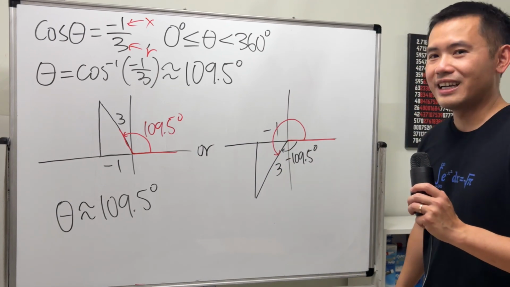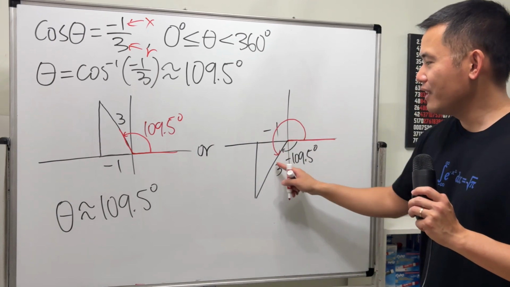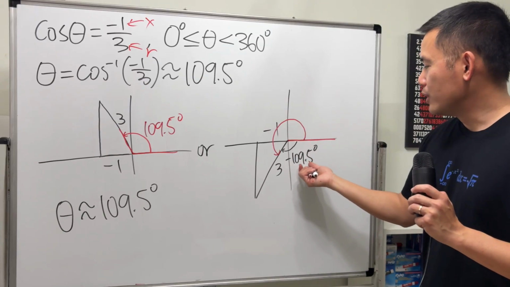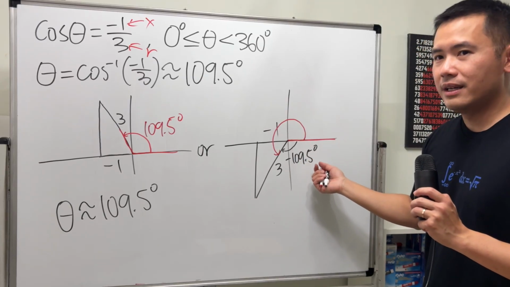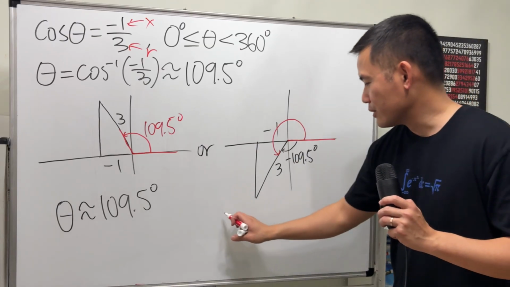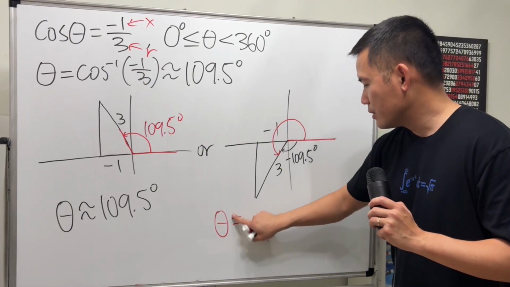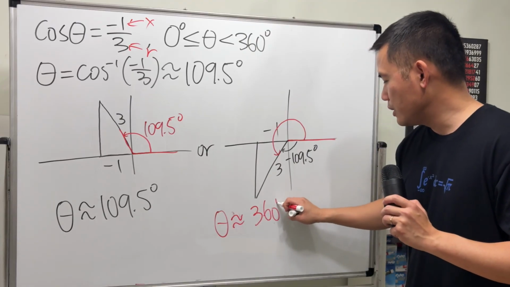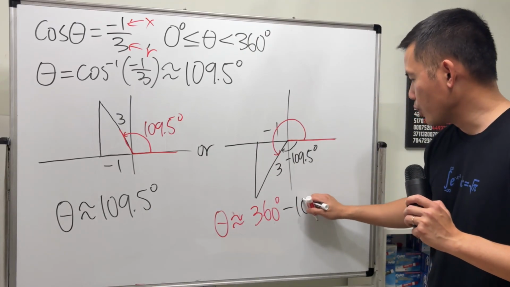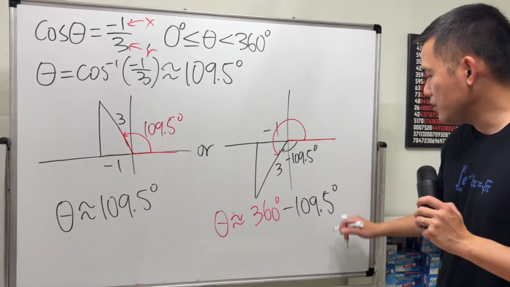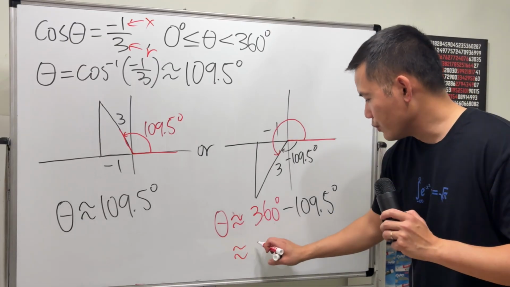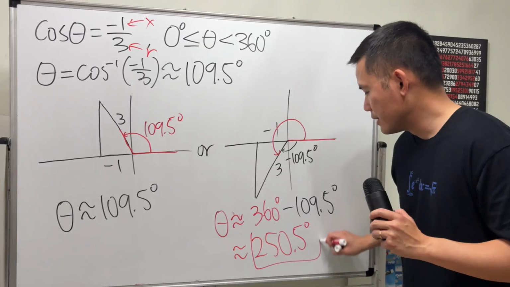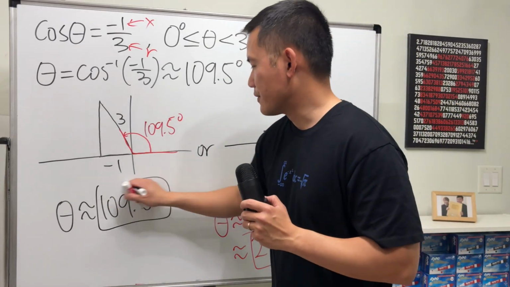So how do we do it this time? The whole thing is 360. This much is 109.5 degrees, right? We just have to subtract it. So theta will be approximately 360 degrees minus 109.5 degrees. And then if you work that out, 250.5 degrees. So second answer, and this is the first answer.